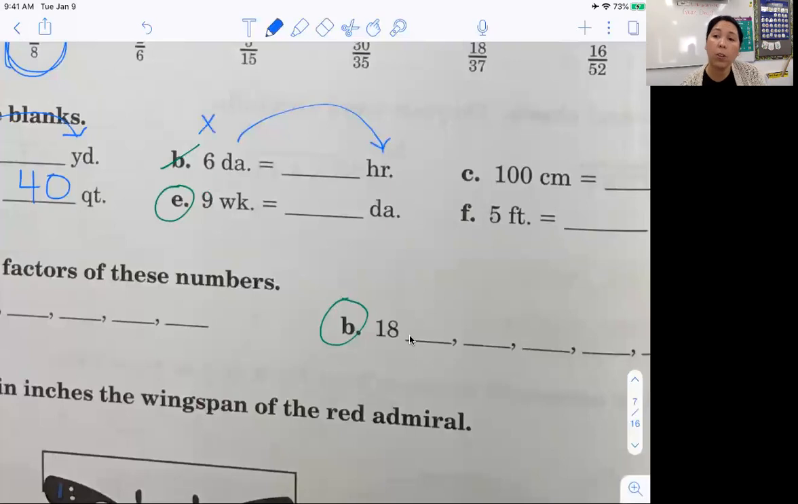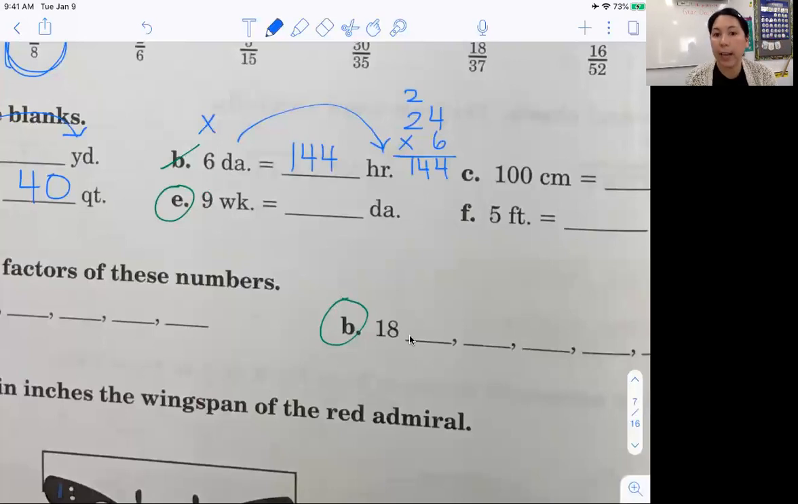All right, so I know I'm multiplying. And how many hours are in a day? 24. So I'm going to do 24 times 6. Okay. 6 times 4 is 24. 6 times 2 is 12, plus 2 is 14. So I got 6 days is 144 hours.